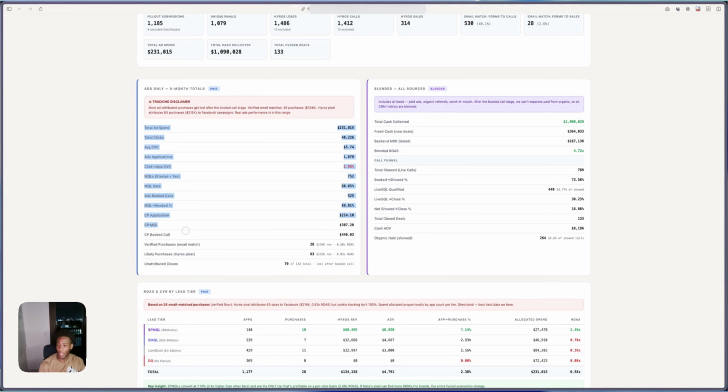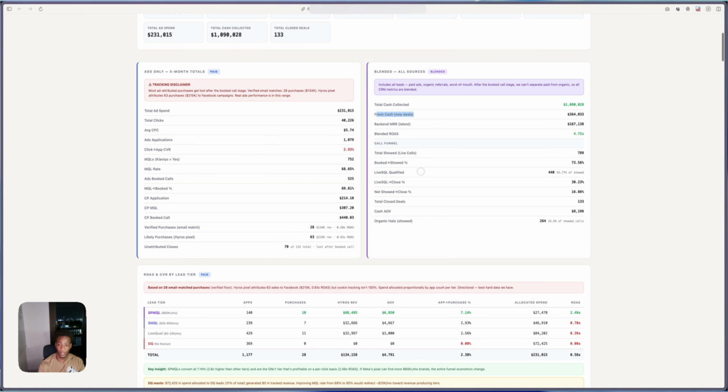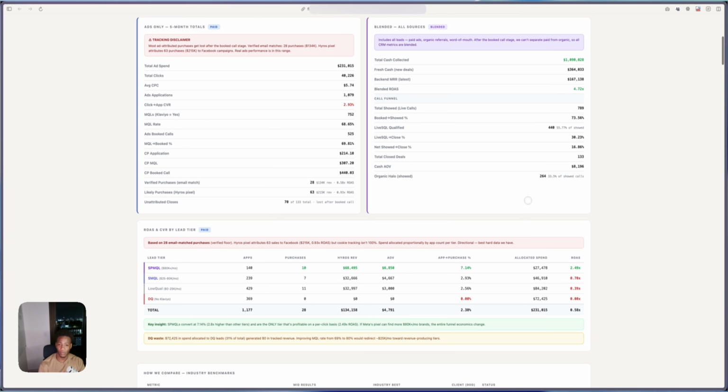So cool, I have all the numbers here, right? These are with the verified purchases, and then these are blended. It's fresh cash, back in MRR, and all that stuff that goes in here, with an AOV. Cool.